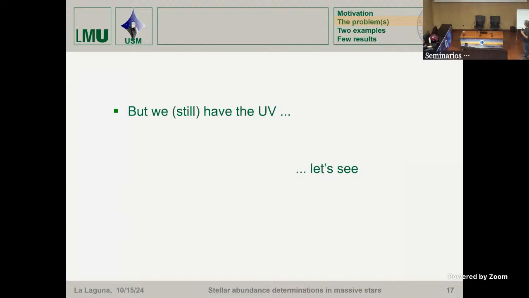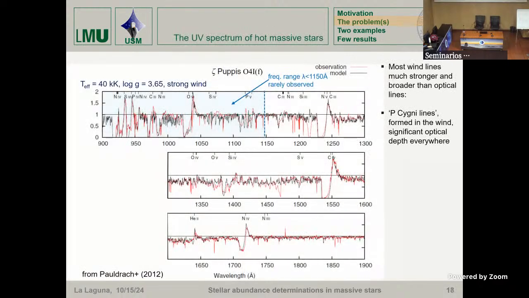But of course, the optical and the infrared is not everything, so we have also the ultraviolet. Let's have a look. This is the ultraviolet spectrum of a star at 40,000 Kelvin temperature, a supergiant with a strong wind. One of our favorite stars in our business, called Zeta Puppis, on the southern sky. And this includes now a rarely observed frequency range down to 900 angstrom, which is usually not observed, only with very special telescopes, as here with EUVE.